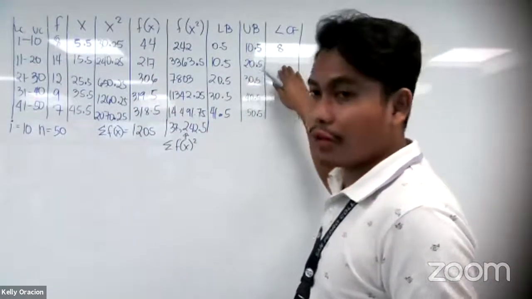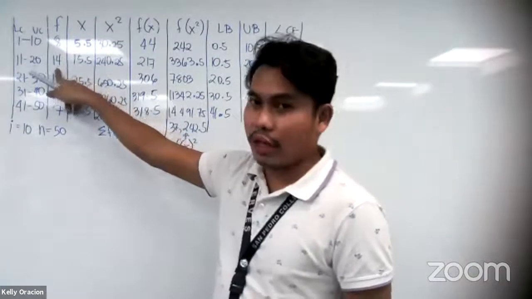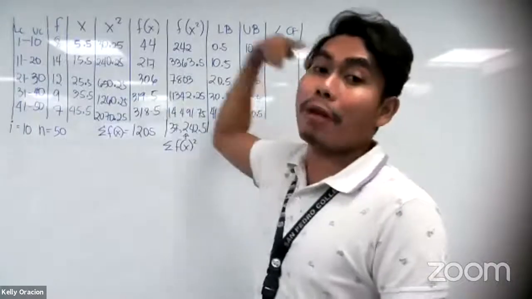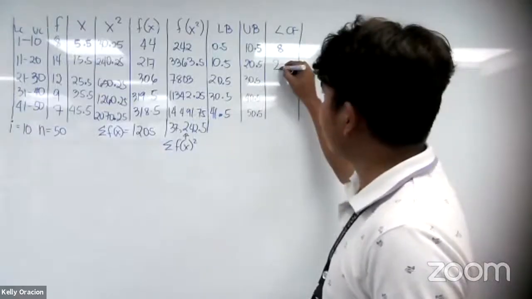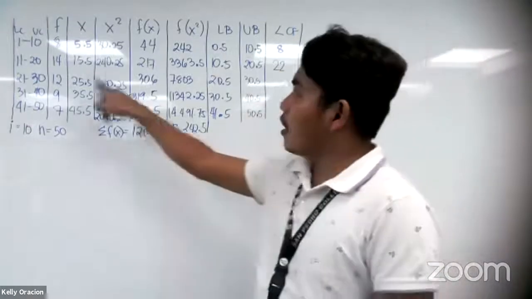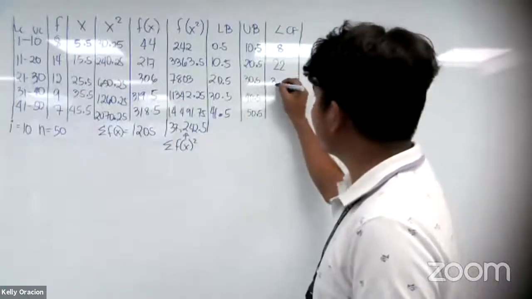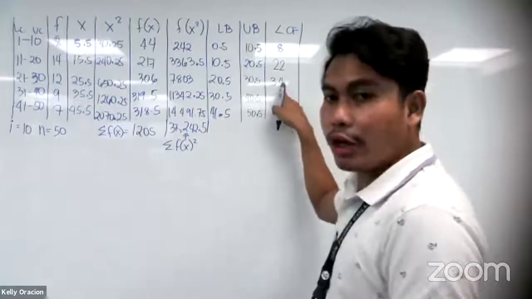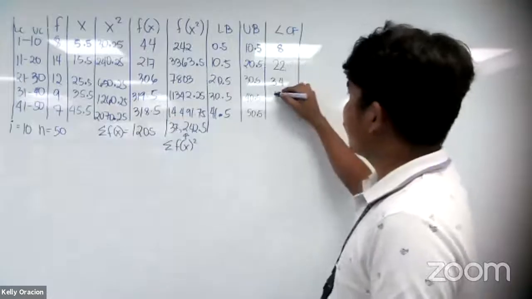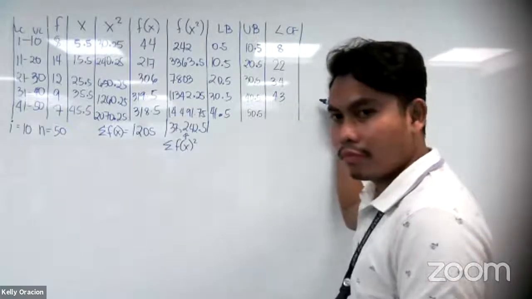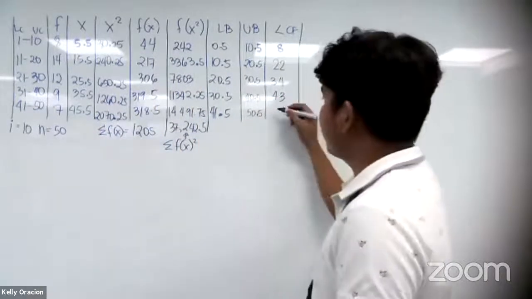To get the other, yung kasunod niya, the frequency here is 14. So, 8 plus 14 is 22. Then 22, the next is 12. 22 plus 12 is 34. Then 34 plus 9 is 43. Next, 43 plus 7 is 50.